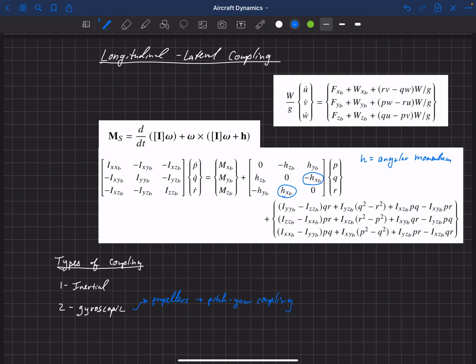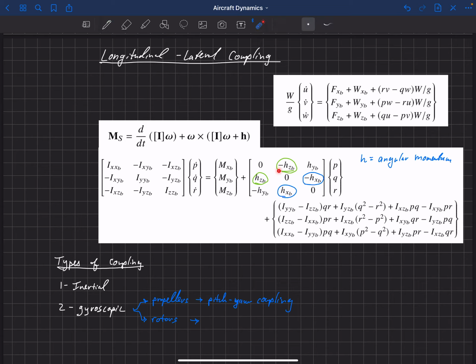Okay, so now let's look at, I'm going to call them rotors. Rotors would be like a helicopter rotor, right? So rotors like that, helicopters, have a lot of angular momentum about the z-axis. So let's put that there, and you can see our h sub z there. So let's look at this top one.